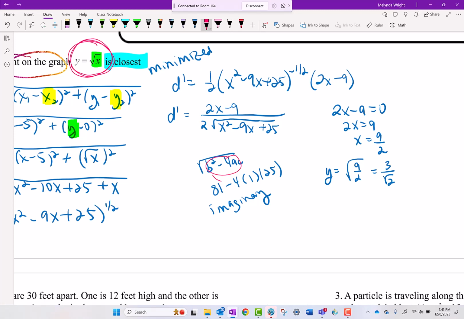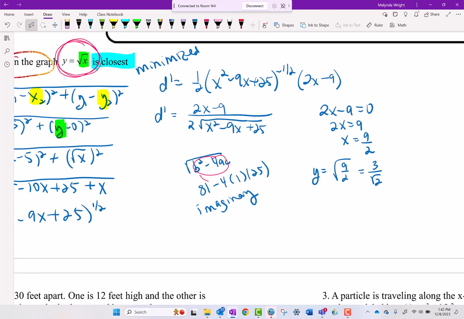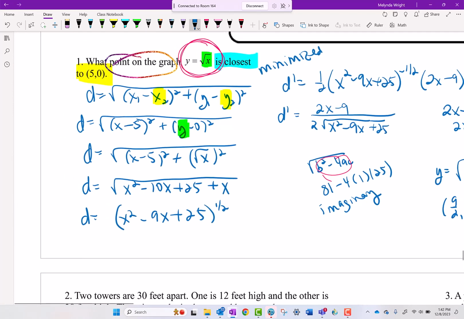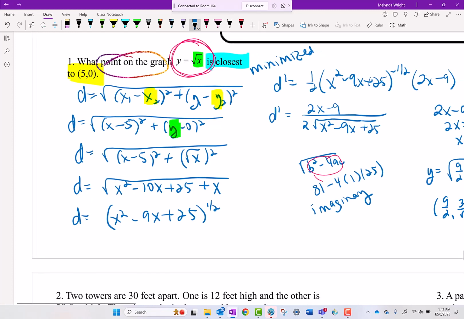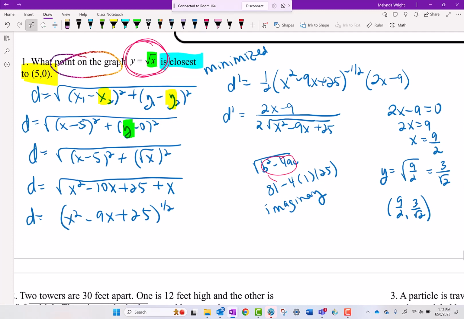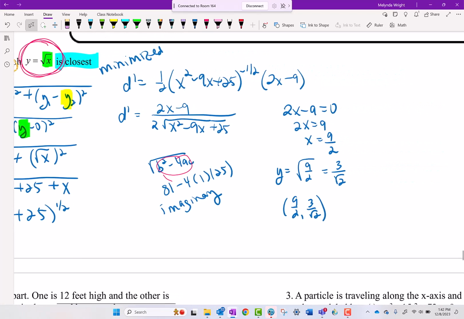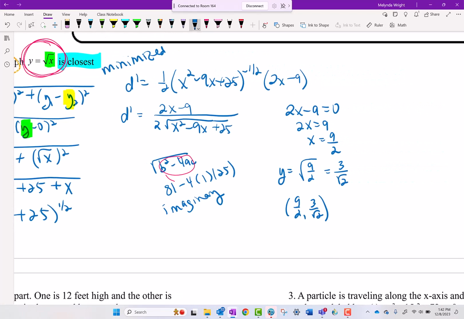Okay. All right, so we've got our x and y. Now we need to restate it. So our point is 9/2, 3 root 2. And we need to say what they said. The point is, so we need to use their words. What point on the graph is closest? We're going to say the point closest is, so we can write down here, this is the point that is closest. All right. And that's our very first one. So we finished that out.